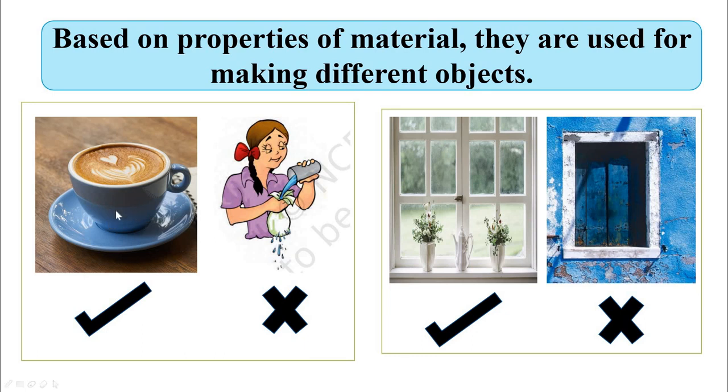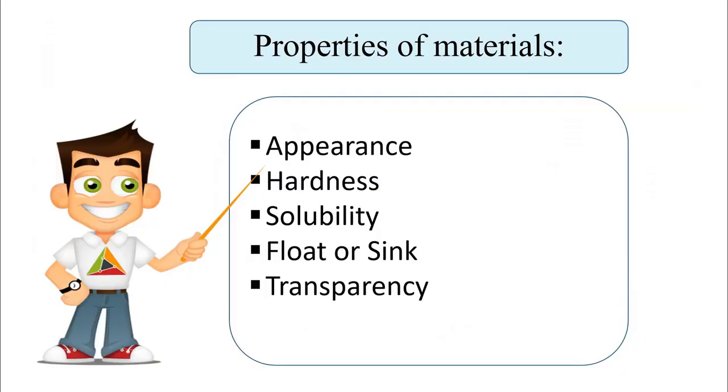For example, a tea or coffee mug is always made with clay or plastic material because its purpose is to hold the liquid. And if we try to make a coffee mug with cloth material, it will not be able to hold the liquid. Similarly, windows are always fixed with glass so that we can see outside even when they are closed. So now we know that based on the property of a particular material, it is used for making different objects. Now we will study the properties of materials.